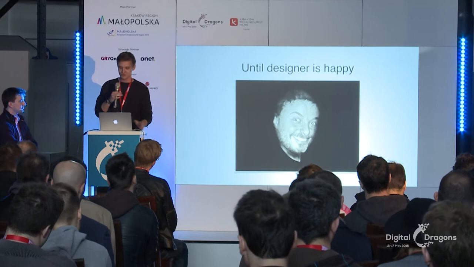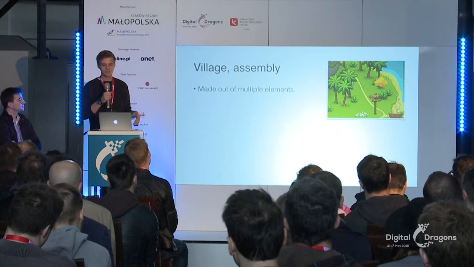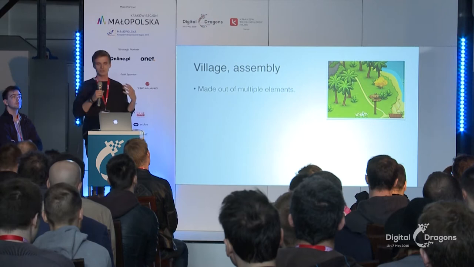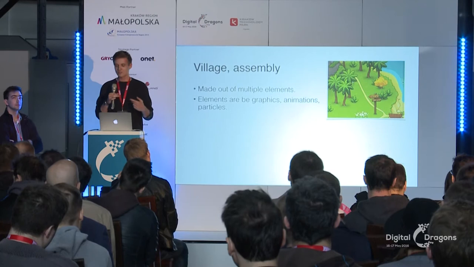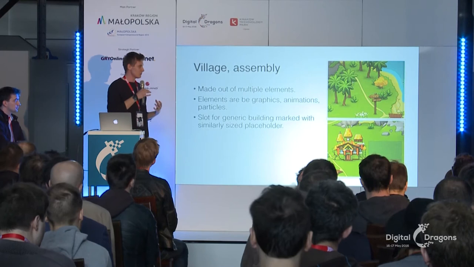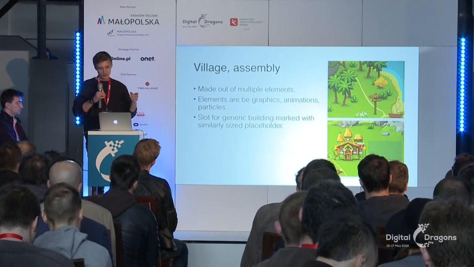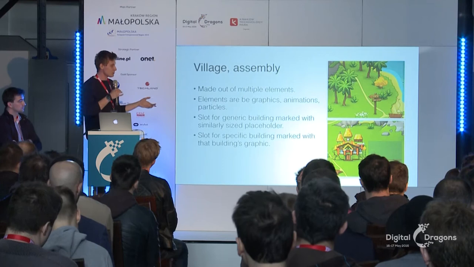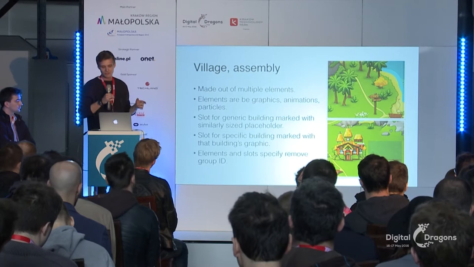A village is created from multiple elements placed by artists in the Village Editor. These elements are like background, trees, rocks, and some other types of decals. These elements, of course, can also be graphics, animations, particle generators, and of course, building slots. When we want to place a building slot for a generic building of similar size, we use a placeholder graphic, on the right, you can see there. But when we want to set up an element for a specific building, we use the specific building graphic, so it's better visible inside the editor. And also, elements specify something we call a remove group ID in their layer names.